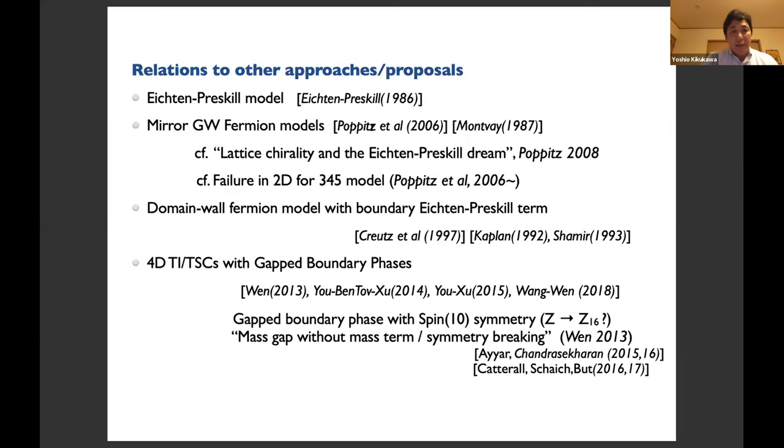I also discuss the relations of my approach, or my proposal, to other approaches or proposals. First, I discuss the relation to the Eichten-Preskill model. Next, I would like to discuss the relation to the Mirror Ginsparg-Wilson fermions model proposed or considered by Professor Poppitz and his collaborators. And I also discuss the relation to the domain wall fermion formulation with boundary Eichten-Preskill term considered by Kaplan and his collaborators. Finally, I'd like to discuss the relation to the four-dimensional topological insulator or topological superconductor formulation with gapped boundary phases proposed by Professor Wen and Professor Wang.